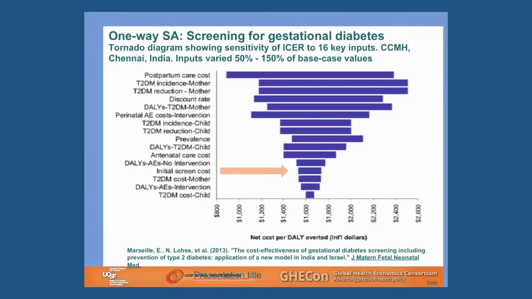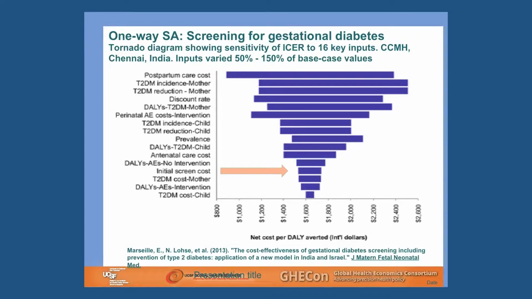So here's an example from some work I did on the cost effectiveness of screening for gestational diabetes. This is called a tornado diagram for reasons I think you can appreciate. The horizontal axis is the ICER. It's the net cost per DALY averted, denominated in international dollars. And the vertical axis lists the major inputs that drive the results. And so it turns out in this study that the cost of postpartum care for pregnant women who had gestational diabetes is the single biggest driver of the results.